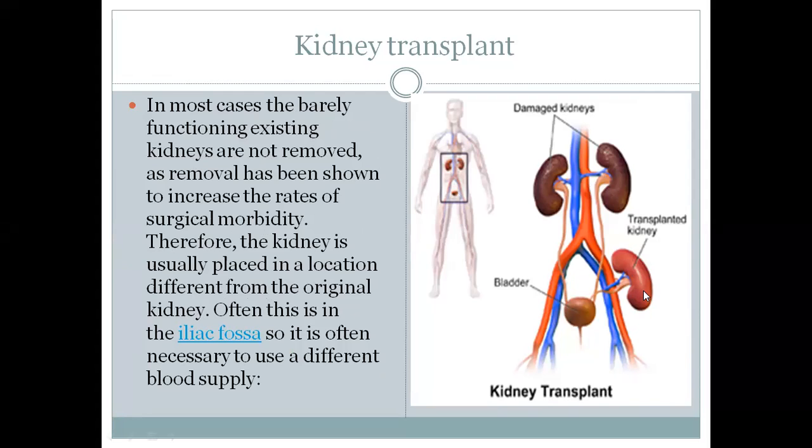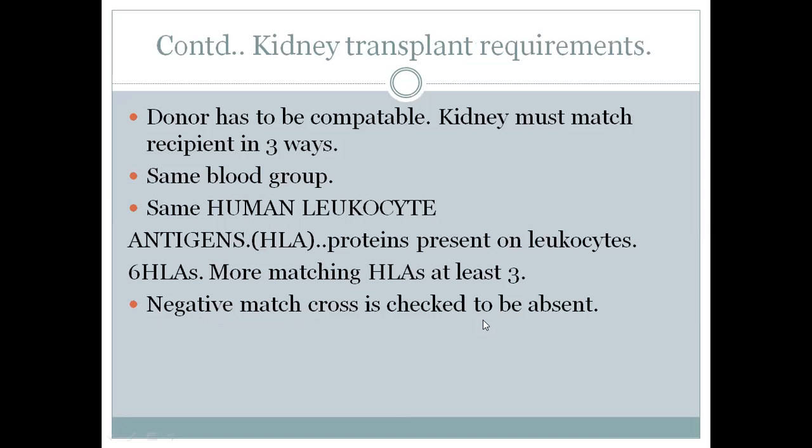ठीक है, in the iliac fossa, but it is not protected over here. यहाँ पर the kidneys are protected by the rib cage. So it is often, and then here the blood supply I have told you people is with the femoral artery. The kidney transplant requirements, the donor has to be compatible. The kidney must match in 3 ways.